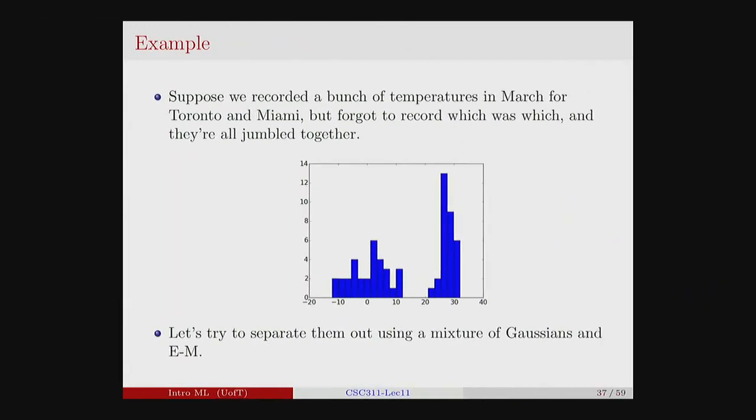So what does this actually look like in practice? As a practical use case, you can think of recording a bunch of temperatures in March, both in Toronto and Miami, and you get data that looks like this. So you plot them, and this is your marginal distribution of P of X. And what you didn't record were which temperatures were Toronto and which ones were Miami. So you want to use a latent variable model to solve this problem, where you believe that the identity of the latent variable could be indicative of which underlying city a particular point actually came from. So that is a scientific problem that you might intend to solve with this.